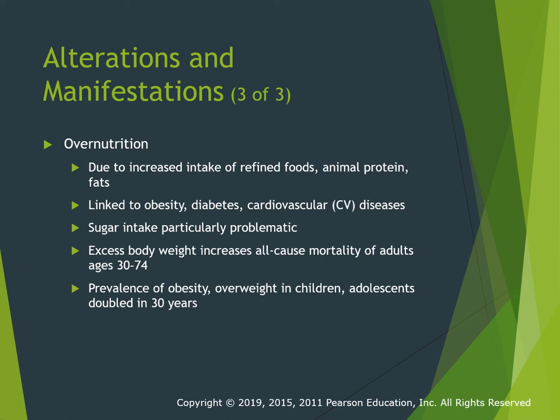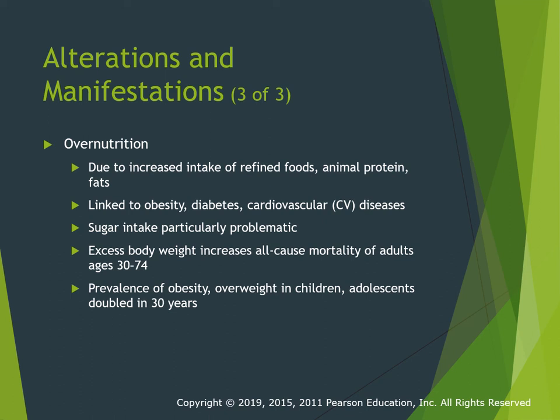Alterations and manifestations and overnutrition. There's again, too much intake of refined foods, fats and proteins, which leads to obesity, and that's a big problem. Your book talked a lot about childhood obesity, and children now, they are overeating. They're eating high caloric fast foods. You know, don't get me wrong, not knocking fast foods, but they are high caloric, have a lot of carbs, but it's quick and easy, and some of the fast foods are cheaper than foods in the grocery store. People buy what they can afford.